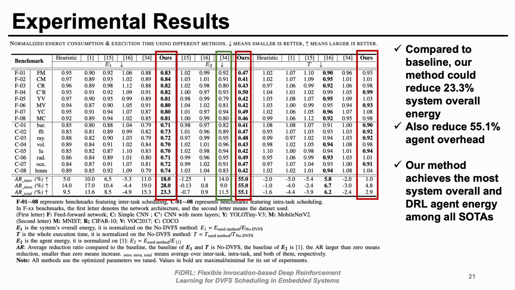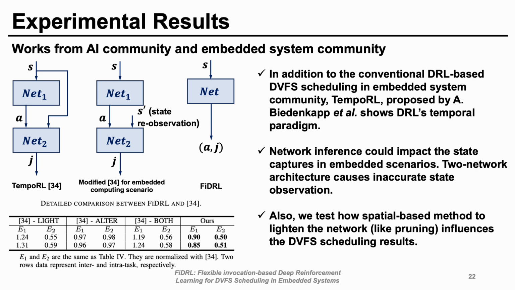Additionally, there is a green label, which is the work from the AI community. It also shows the temporal features of DRL, like reducing repetitive decisions. We implement the idea on the embedded system, and it shows an 11.5% agent overhead reduction, achieving the second best result. So we further evaluate the work from the AI community. We call it temporal. We found the reason it is different from our FiDRL.